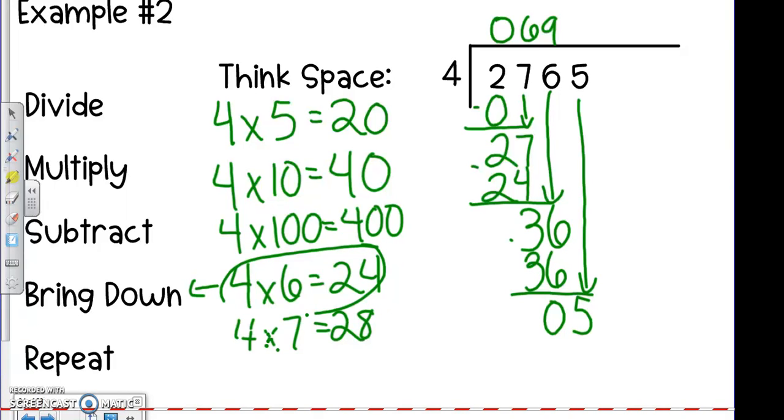And then we ask ourselves, how many groups of 4 can we make within 5? It'll be 1 group. And 4 times 1 is 4. And so 5 minus 4 is 1. And our answer is 691 with a remainder of 1.